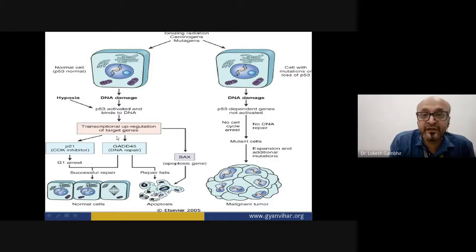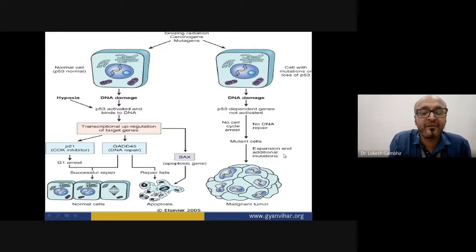But what if the repair fails? What is the fate of that arrested cell? Then the P53 simultaneously induces a pro-apoptotic protein family called the Bax family, and that particular protein is responsible for inducing apoptosis in the arrested cell, or in the defective cell. If there is no chance of DNA damage repair, then that particular infected cell needs to be cleared out, and that clearing out is regulated in a controlled or programmed manner called apoptosis, mediated by pro-apoptotic proteins.